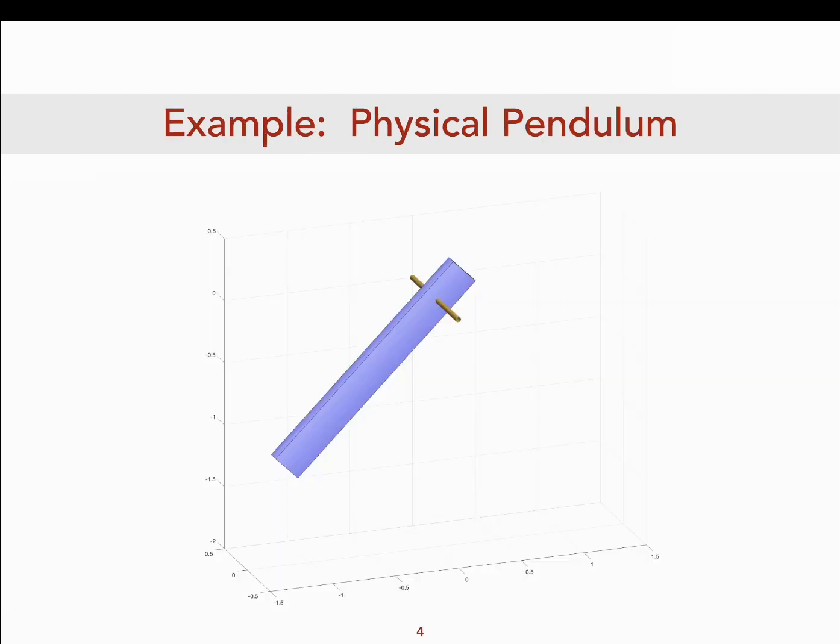Okay, so let's start with an example. Let's look at a physical pendulum. So we've got a rod with a uniform density hanging from a pivot point, and it's going to swing back and forth. So as it swings on the pivot, the question is going to be, what is the angular frequency or the period of the oscillations?